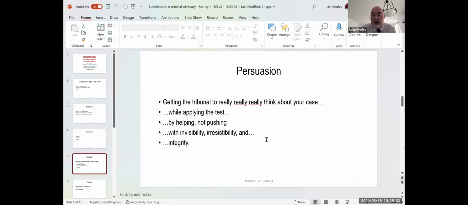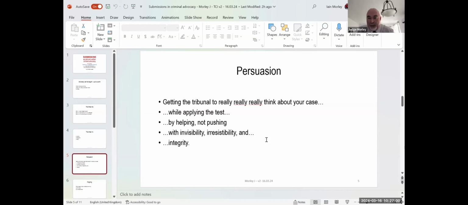And when you are trying to persuade, that rubric is you try to get the tribunal to really, really, really think about your case. And I put in 3 reallys there because I'm trying to emphasize, often as an advocate, you will have a hopeless case.